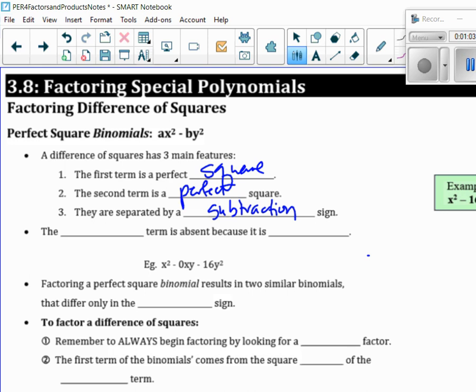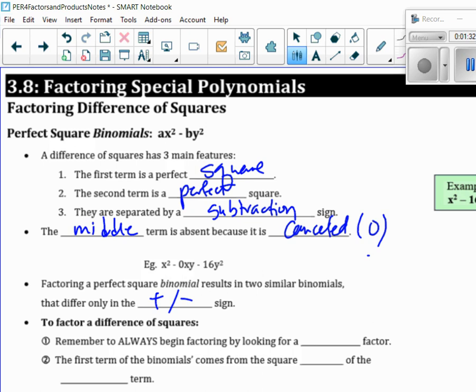The middle term is absent because it is canceled, or it is 0, meaning there's nothing there. Factoring a perfect square binomial results in two similar binomials that differ only in the sign, the plus or minus sign.